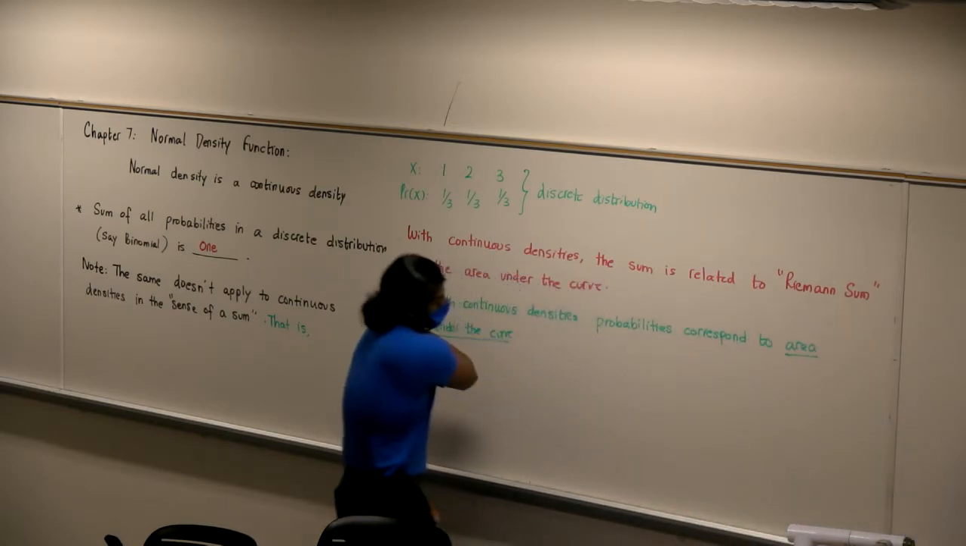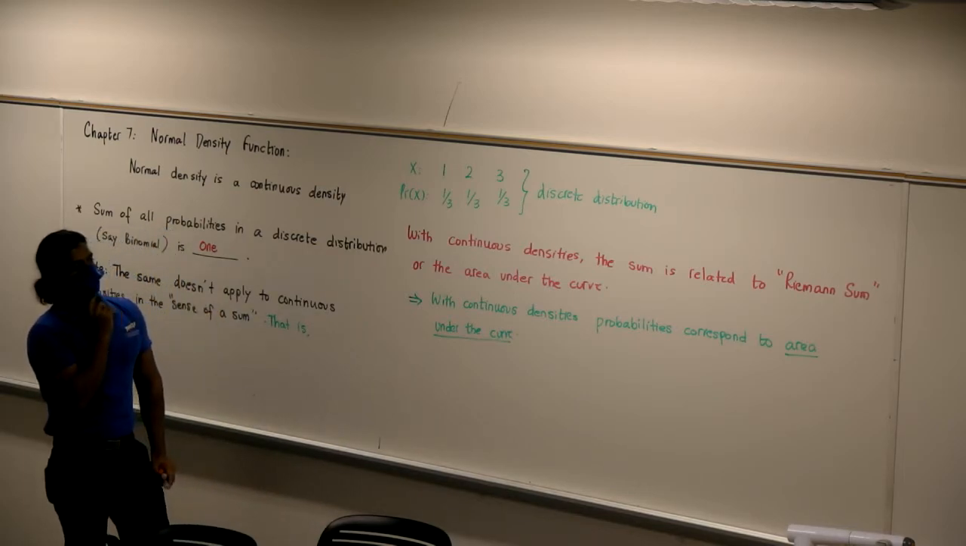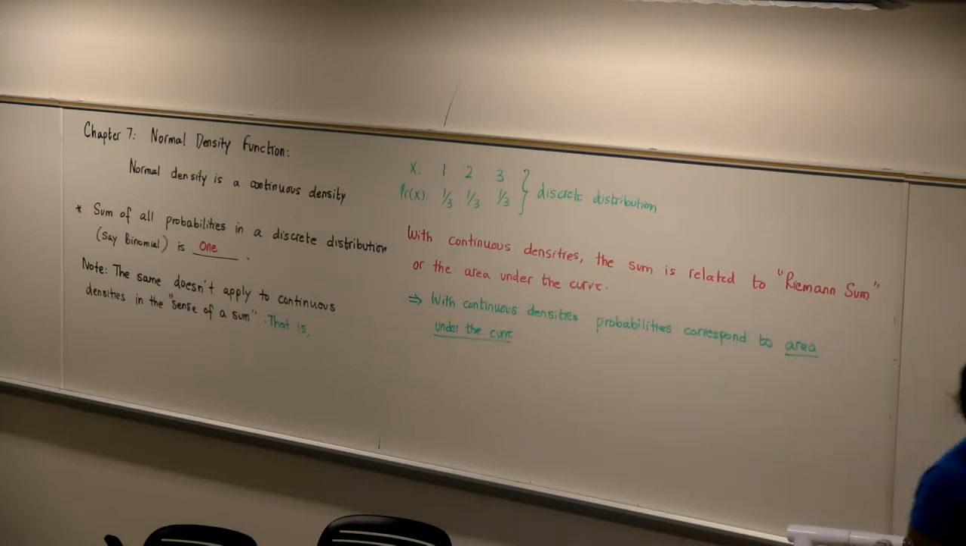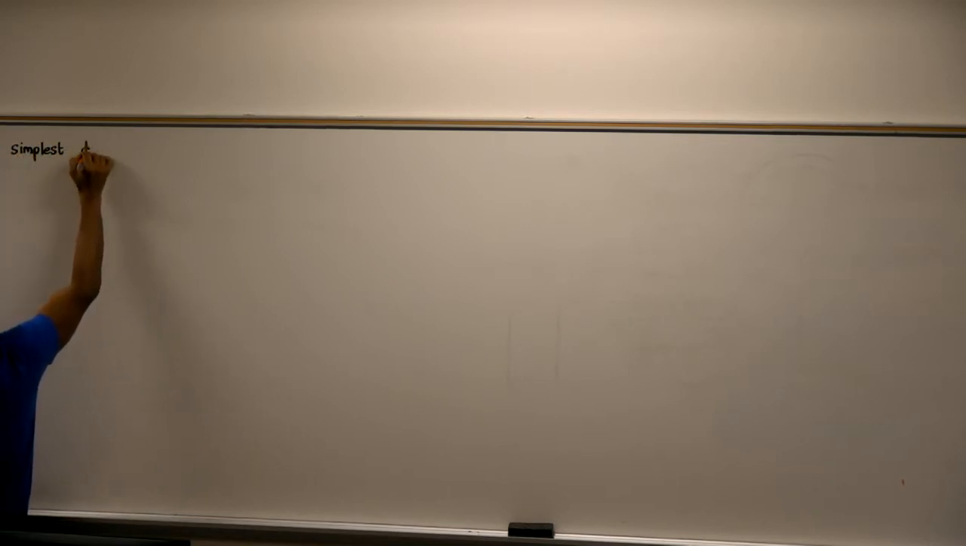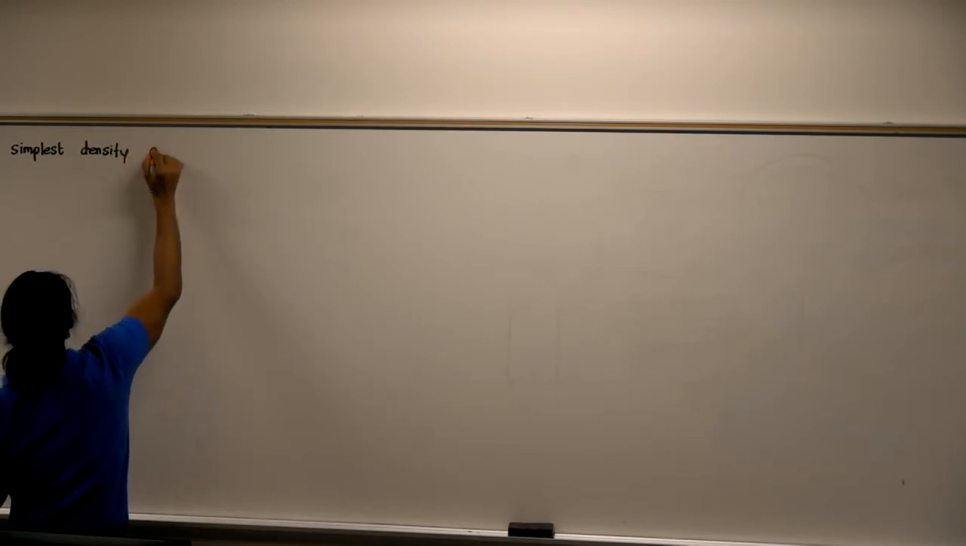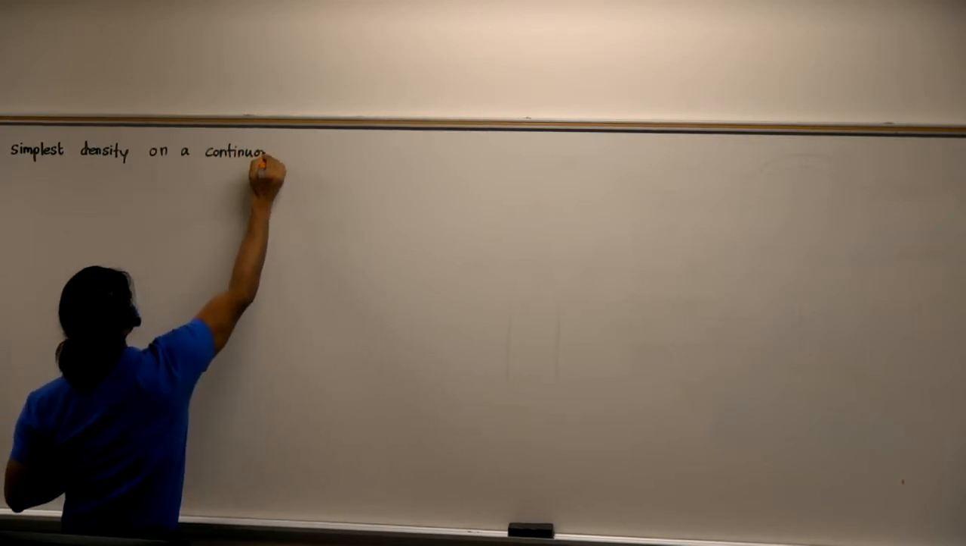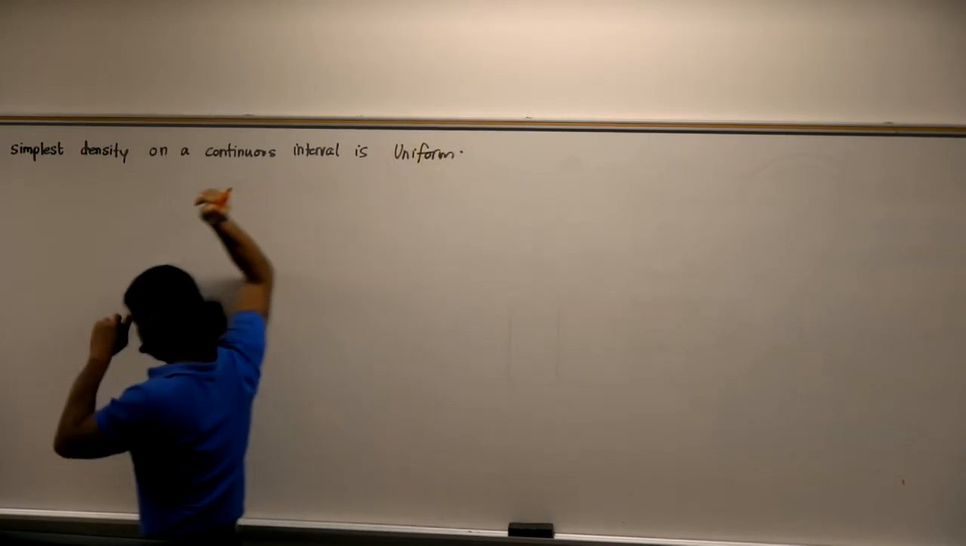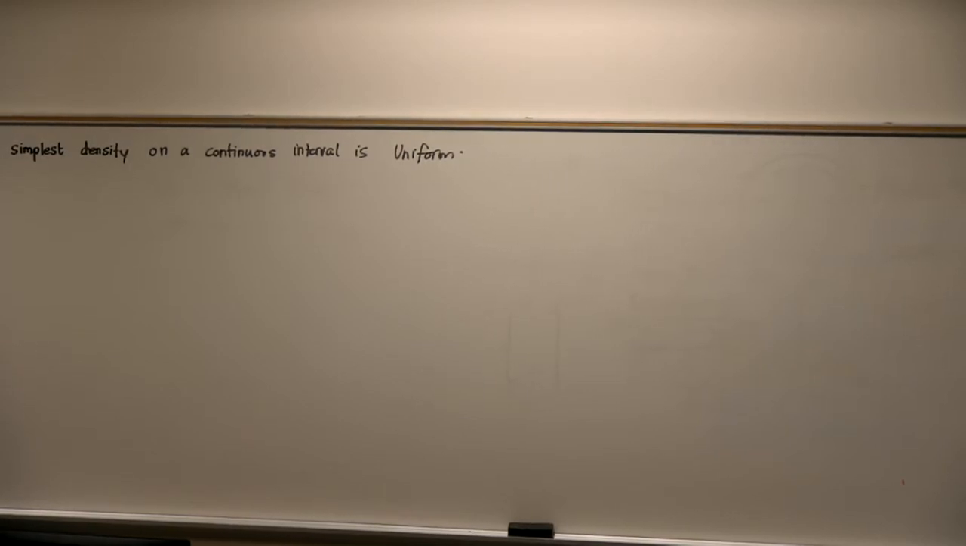So I'll show you some easy examples as to how we find the area and so forth. But when the curve gets complicated, we just can't find it without using advanced math. The simplest density on a continuous interval is a uniform density. It is the fundamental continuous density that we use. But you may ask me, well, where does the concept of densities come from?